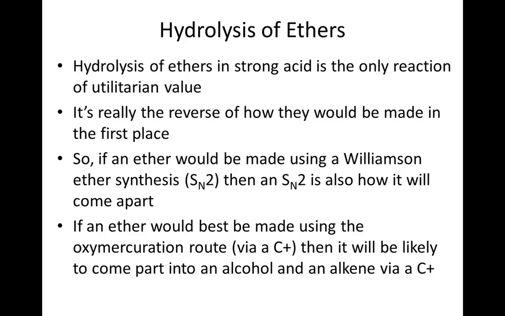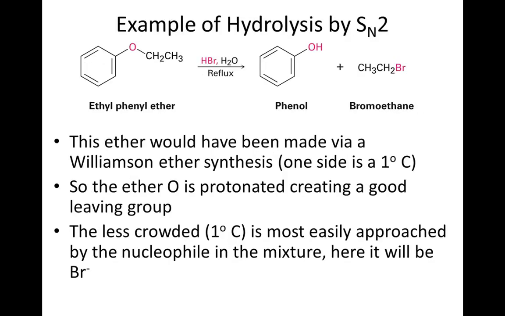In other words, when they come apart, whether they come apart in a reverse SN2 reaction would be dependent upon if you would have made it using an SN2 reaction. Then they come apart that same way. If you have an ether and the best way to make it would have been with an oxymercuration route, going through a carbocation, then that's probably the way that it will come apart. And also, those kind of ethers will be easier to hydrolyze. So we need to look at some examples of what I'm talking about.